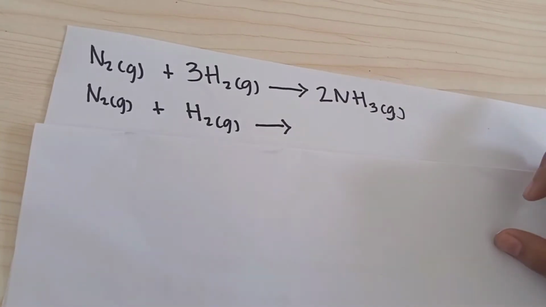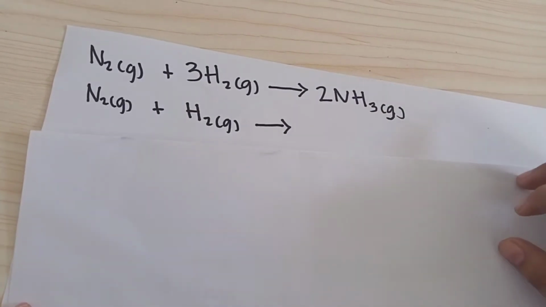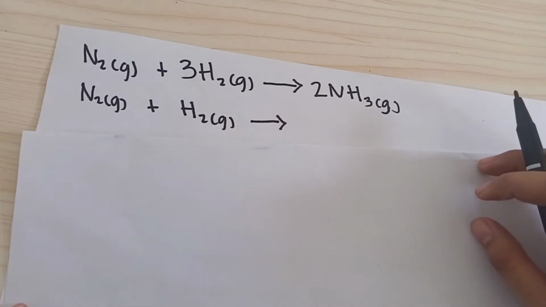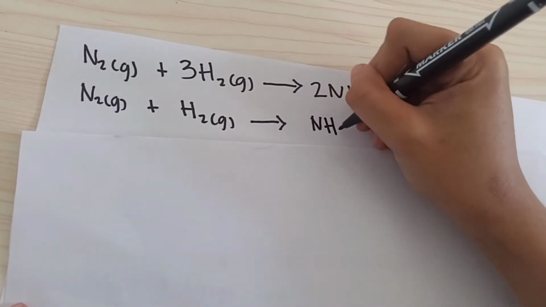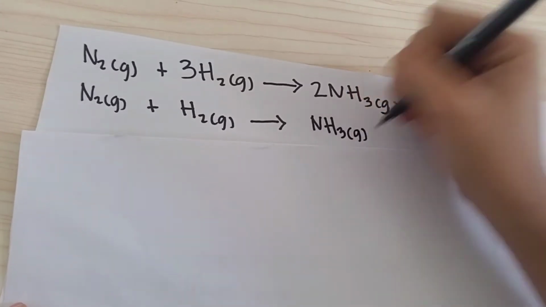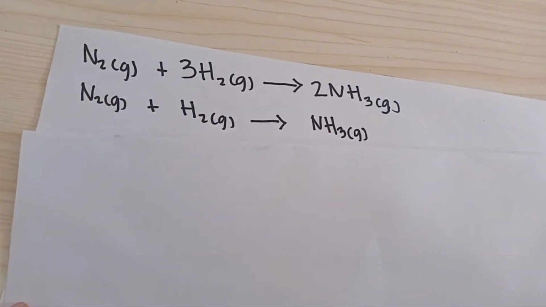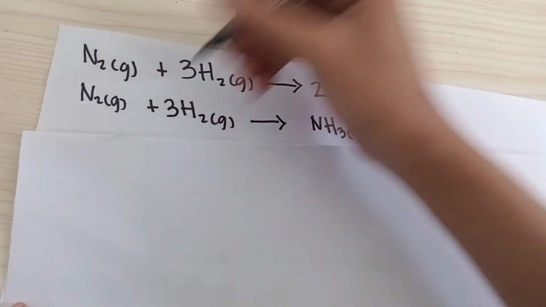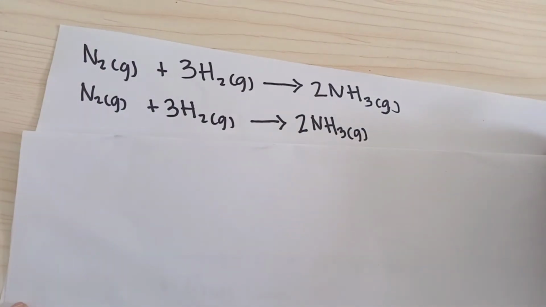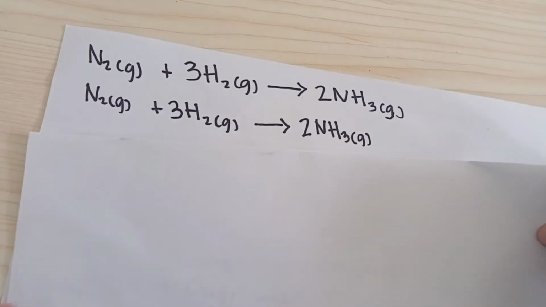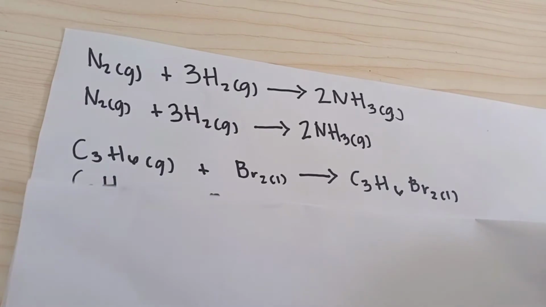First, you need to combine nitrogen gas and hydrogen gas. So you will have NH3 gas as the product. Since the equation is not yet balanced, you need to put a coefficient of 3 here and 2 here, and that's it. The equation is balanced.